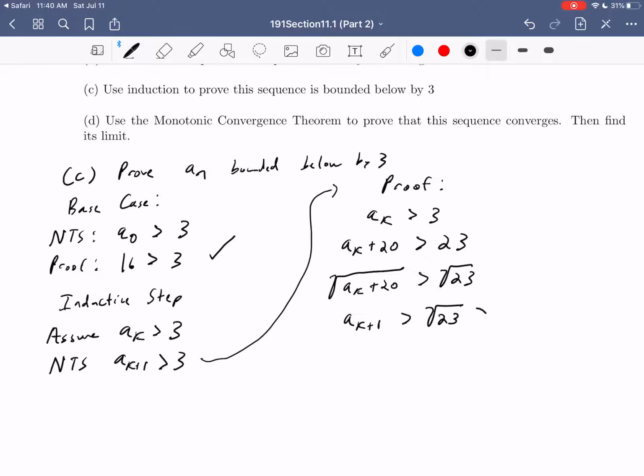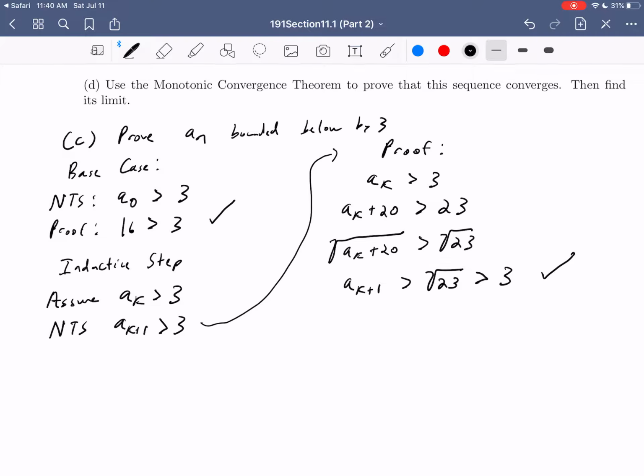I mean, that's definitely greater than 3. So there we go. We've proven what we wanted to show, that a sub k plus 1 will be greater than 3. So, by induction, a sub n is bounded below by 3.